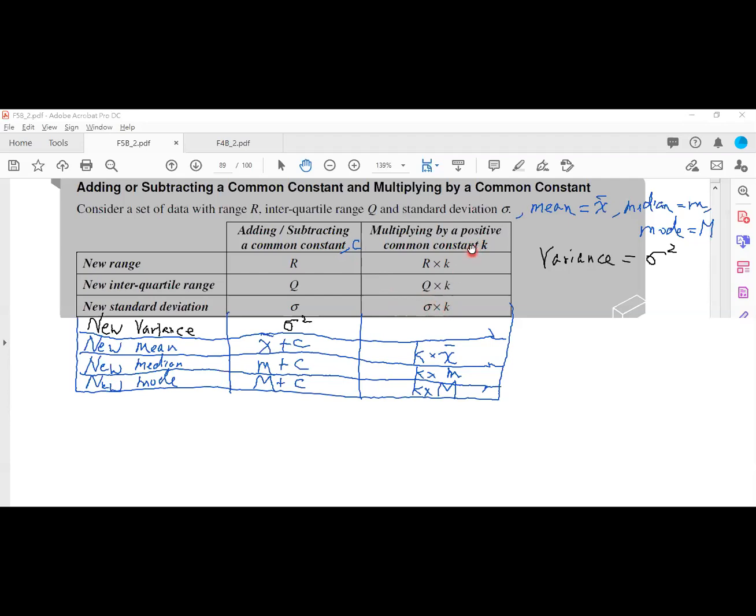How about this one? If this time it is multiplied by a common constant k, then the new standard deviation will also be multiplied by the same constant k. But how about the new variance? The new variance is equal to the new standard deviation, bracket square. That is sigma square times k square.